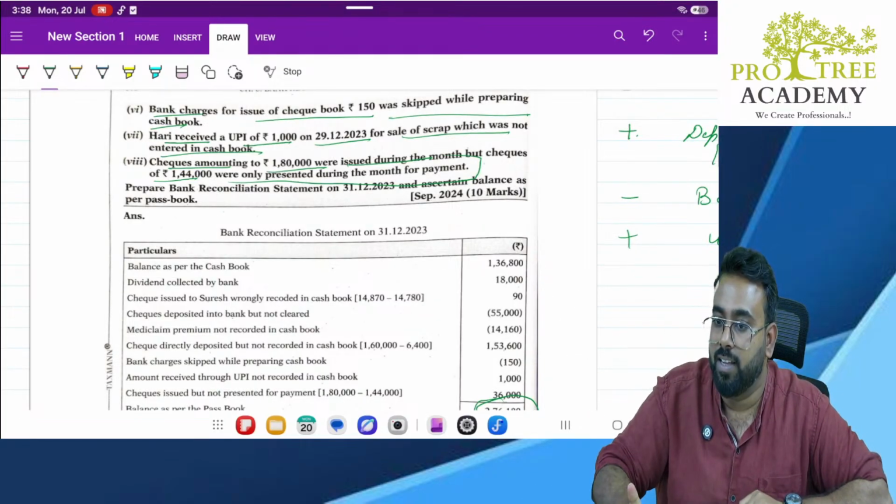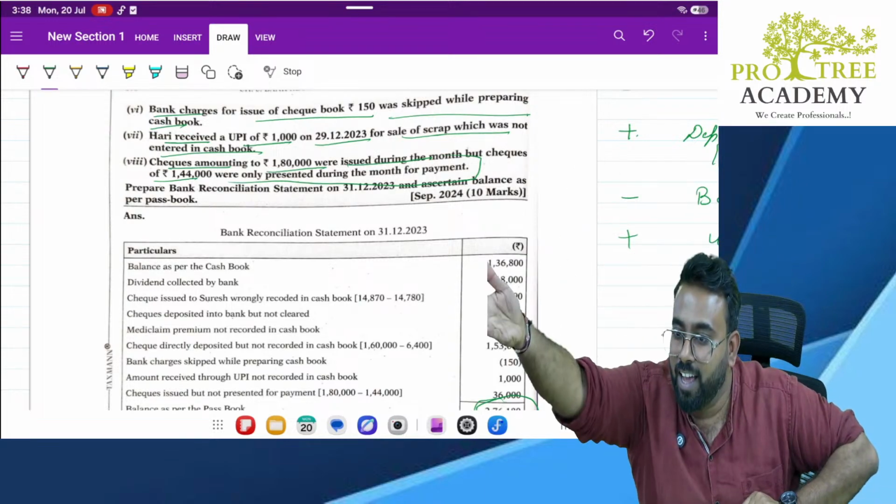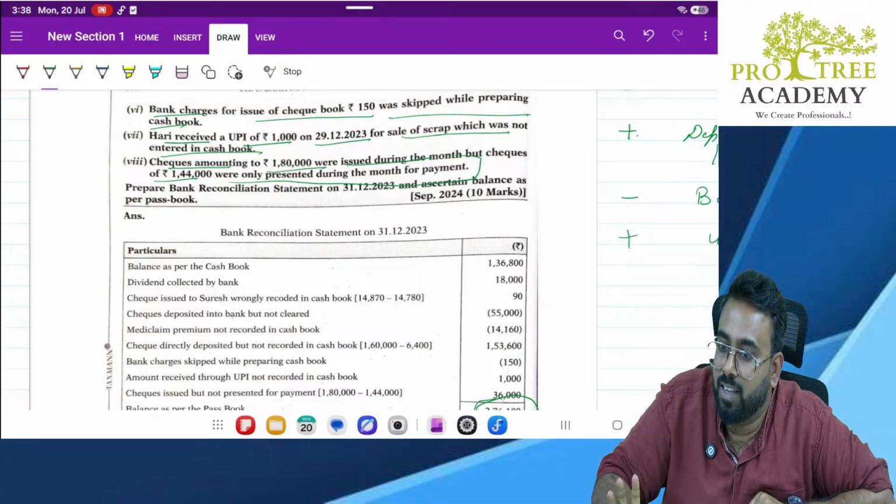ಅರ್ಥ ಆಗ್ತದಿಲ್ಲಪ್ಪ? ಇಲ್ಲ ಅಂದ್ರೆ ಮತ್ತೆ ನಂದೇ ಕಾನ್ಸೆಪ್ಟ್ ಯೂಸ್ ಮಾಡಿ. ಪ್ಲಸ್ 1,80,000 ಮೈನಸ್ 1,44,000. ಅರ್ಥ ಆಗ್ತದೇನಾ?